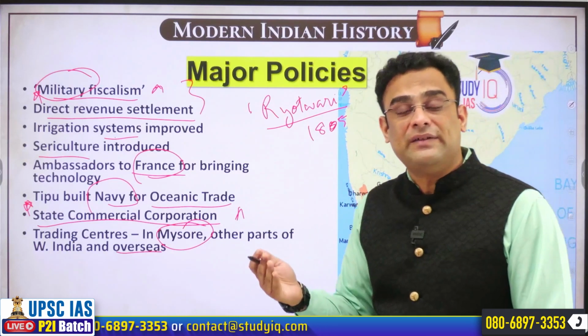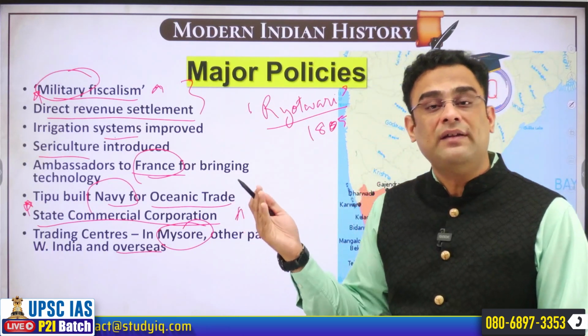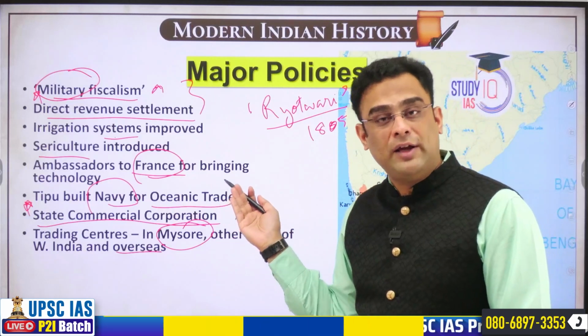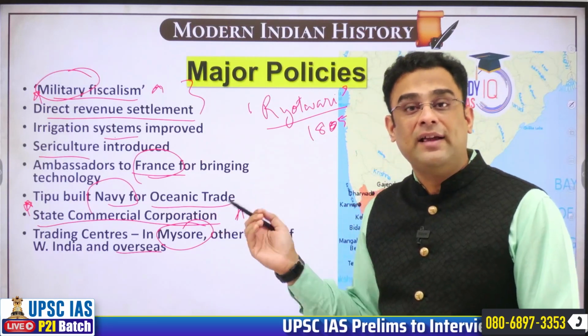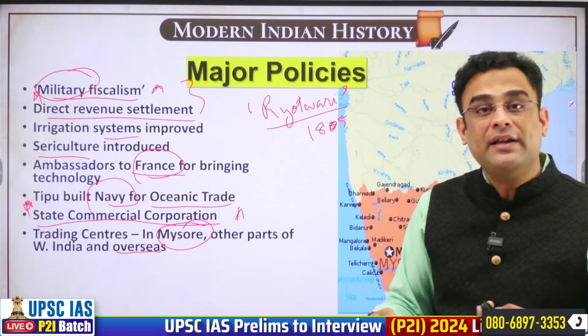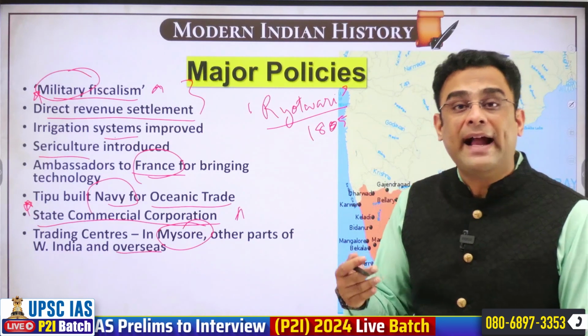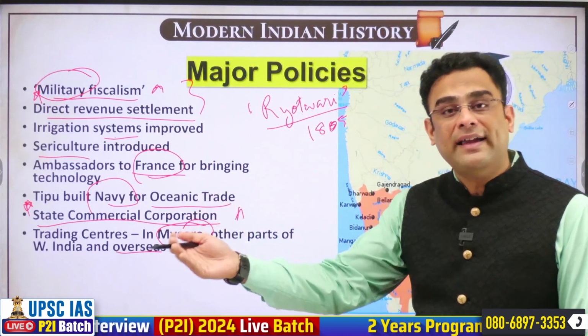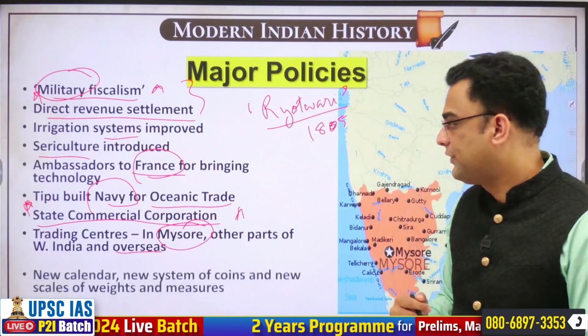He sent embassies. He sent an embassy to the Ottomans. He sent an embassy to the ruler in Oman, in capital Muscat, and many other places so that trade could be facilitated and a coalition could be built against the East India Company, the Britishers.